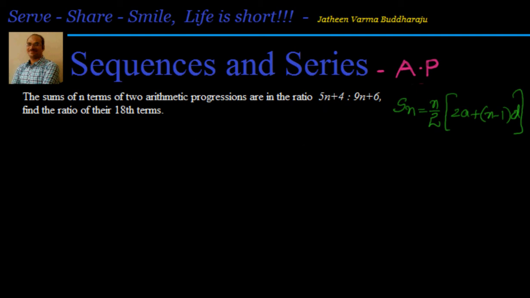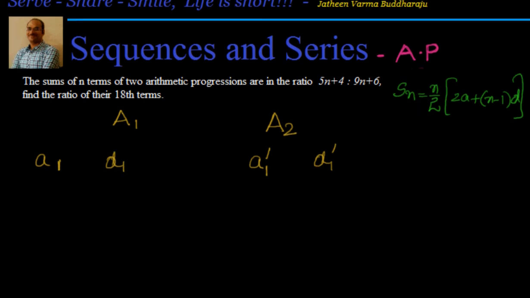So let us say there are two arithmetic progressions. Let us say in the first one, we call the first term as a1. Here let us say the first term is a1 dash, and the common difference here is d1, and the common difference here is d1 dash.